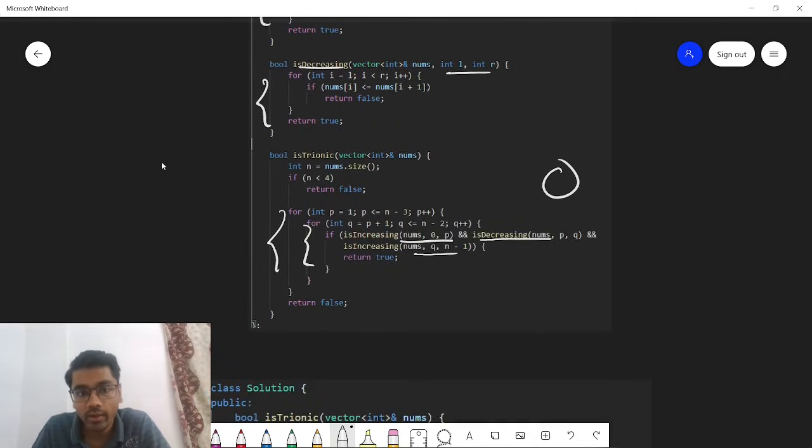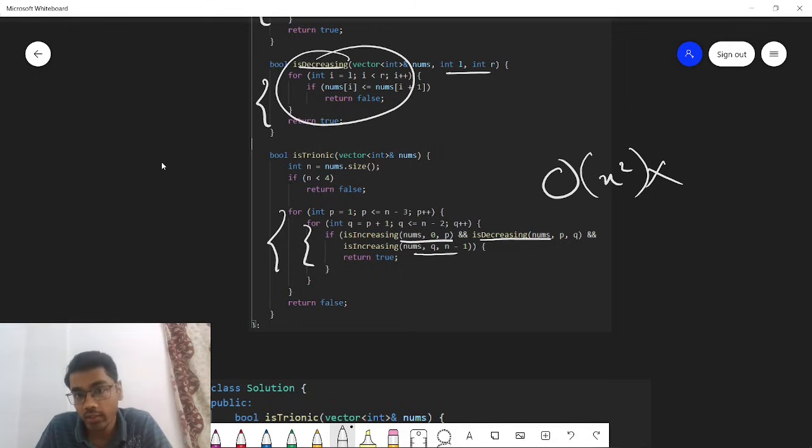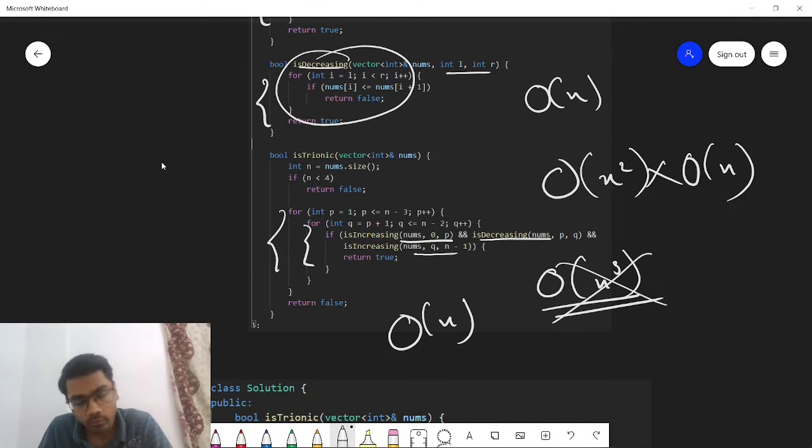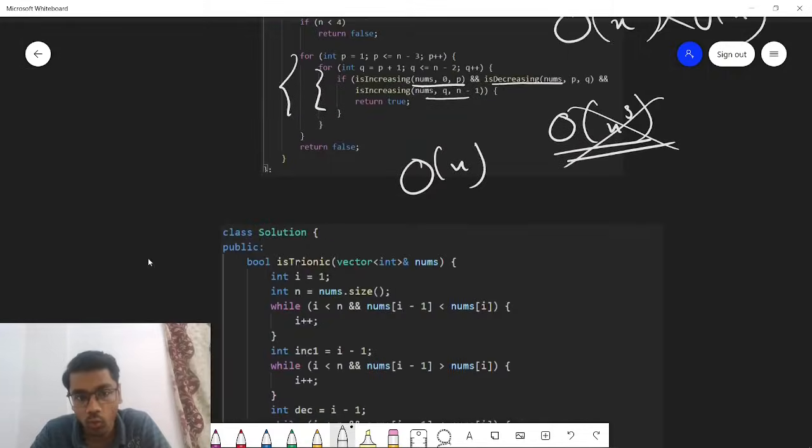We are iterating over all the possible values of p and q, so it will take O(n squared), and for checking strictly increasing and strictly decreasing, it will again take O(n). So the final time complexity of the brute force approach will become O(n cubed), but we can optimize this to O(n). So how can we optimize this to O(n)?